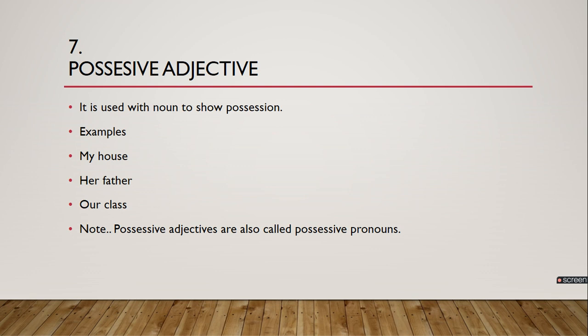Seventh one, possessive adjective. It is used with a noun to show possession. For example, my house, her father, our class. These words my, her and our are the possessive adjectives. And you have to note down one thing here, that possessive adjectives are also called possessive pronouns.